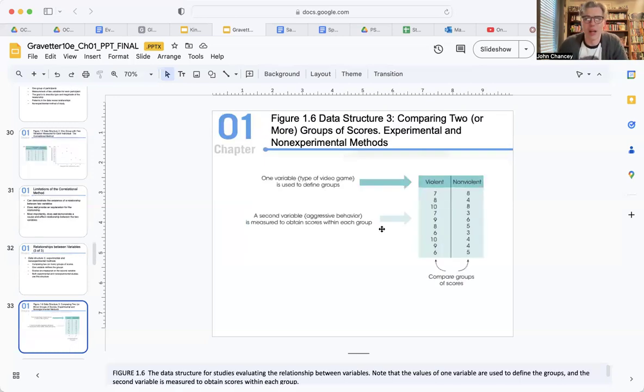So here's one comparing two groups, using experimental and non-experimental methods. We have one variable, type of video game, used to define groups: violent versus non-violent. Some would play the violent video game, some would play the non-violent, and we can compare the two groups against each other. I'm guessing this is non-experimental because maybe we're not determining who's in what group, or maybe we are. It would be experimental if we manipulated who is in what group. It'd be non-experimental if we didn't.